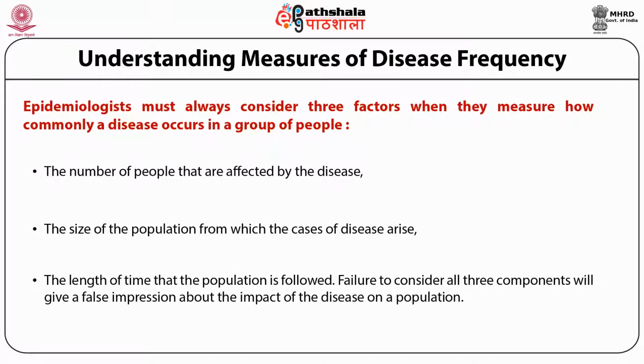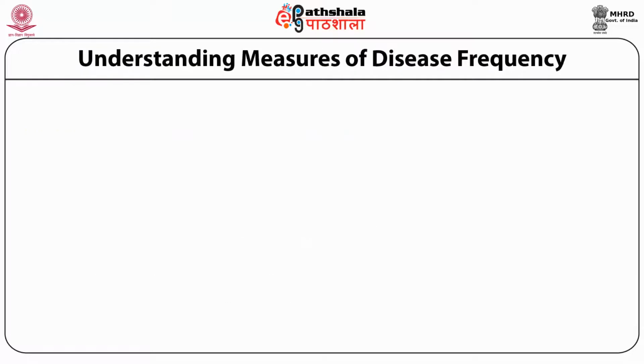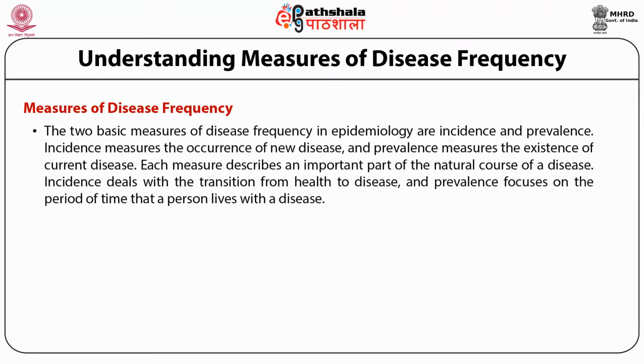Failure to consider all three components will give a false impression about the impact of the disease on a population. 2. Measures of disease frequency. The two basic measures of disease frequency in epidemiology are incidence and prevalence. Incidence measures the occurrence of new disease, and prevalence measures the existence of current disease. Each measure describes an important part of the natural course of a disease.